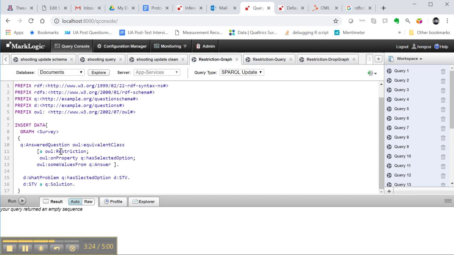If you define a restriction using some value from, for instance, to meet this restriction, the instance or the individual must have this property, and some value, at least one value for that property, must come from this specified class.